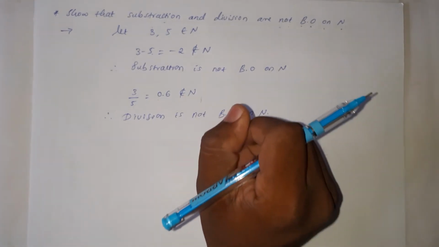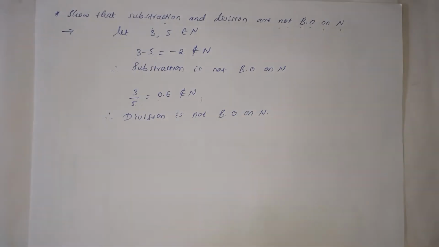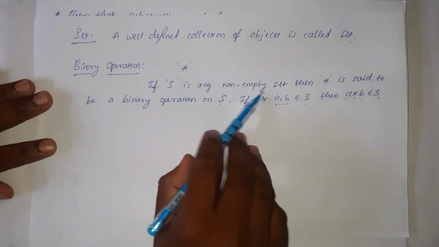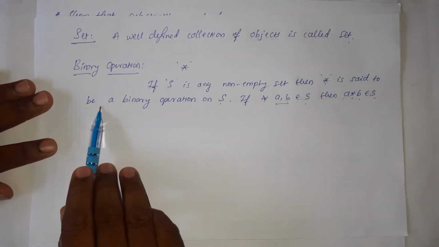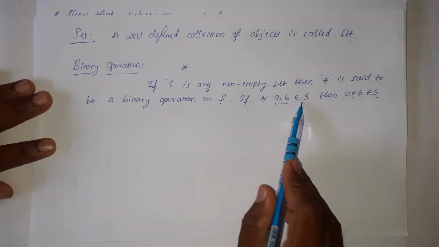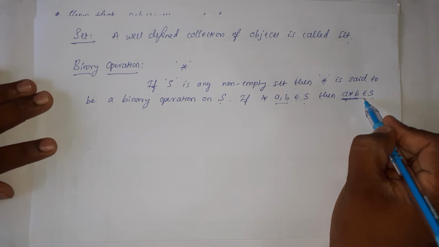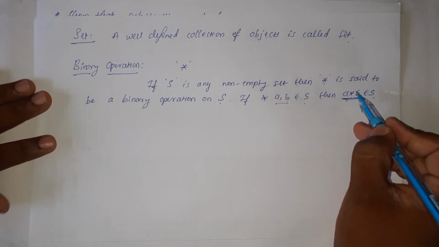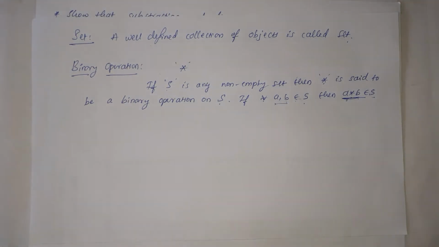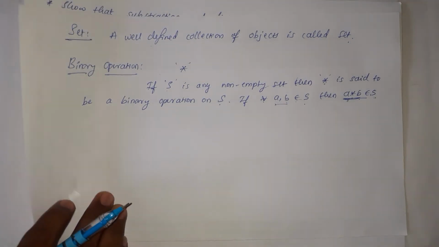Let us repeat the definition of binary operation. If S is any non-empty set, then star is said to be a binary operation on S if for all a, b belongs to S, then a star b must be in S, then only this star is the binary operation on the given set. So, therefore, this is the fundamental definition required for group theory.